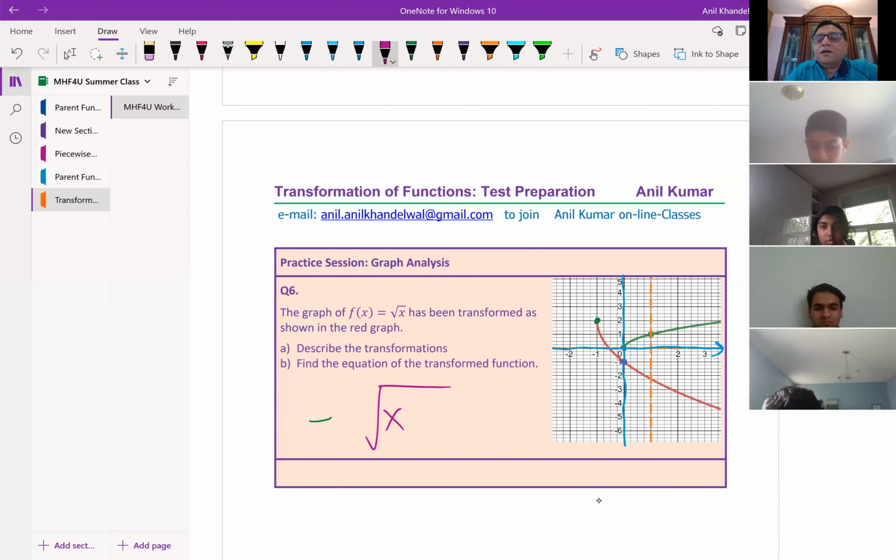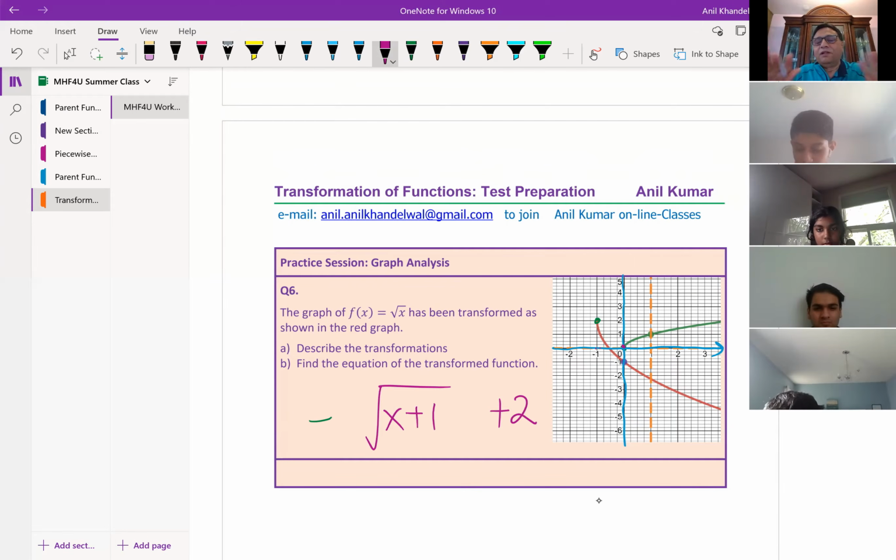Tell me, origin point went where? From here it went what? The origin went left. Left how much? 1 unit left, and then I'll write x plus 1. And how much up? 2 up, right? It's at 0, 2, so 2 up. Is this part clear to you?